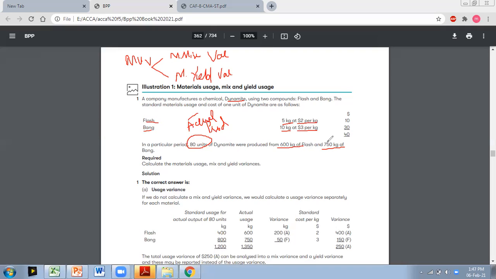So we can solve it over here, or we can move towards Excel also. Let's do it over here. So we are going to make two columns.